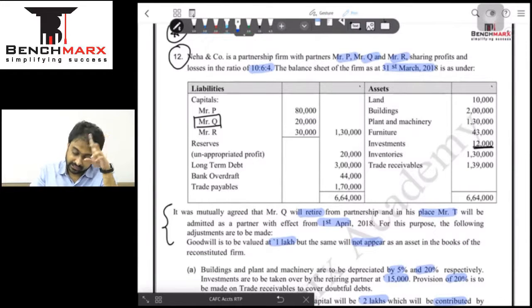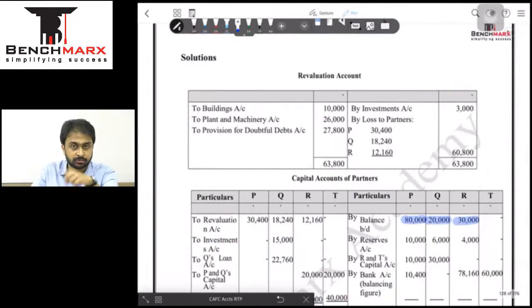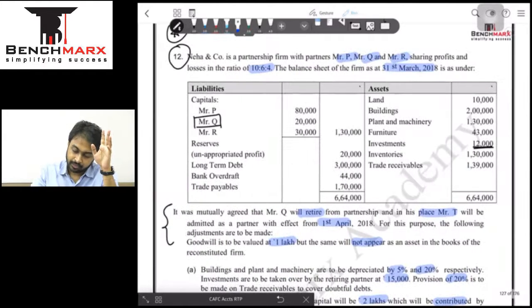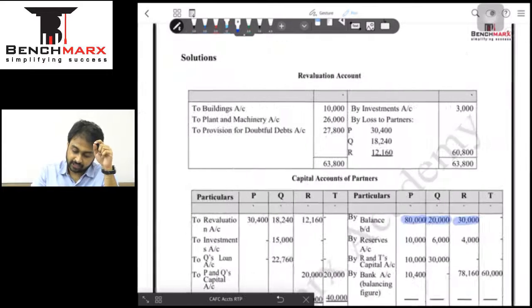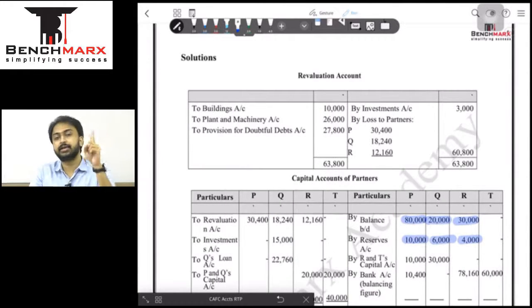Any reserves? Yes, 20,000. This will go to old partners, that is P, Q and R. Note that we have 4 columns: one because of the incoming partner and the existing columns, and Mr. Q will go off because he is retiring. So P, Q and R will get the reserves of 20,000 in the PSR, that is 10, 6 and 4. Old partners, old PSR will be used for the general reserve transfer.